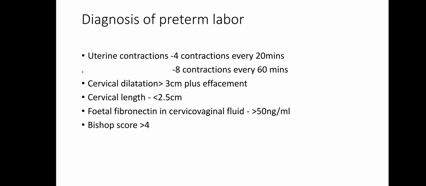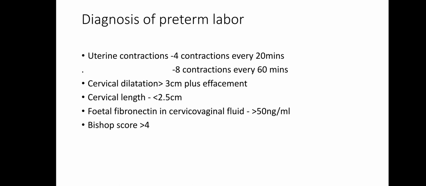So, how do you know this for sure? It's preterm labor. First of all, contractions. Contractions are the definition of labor. So if you have uterine contractions, 4 contractions every 20 minutes or 8 contractions every 60 minutes, strong, consistent, increasing in frequency and intensity, it's one of the diagnoses of preterm labor. And then cervical dilatation. As I said earlier, labor means contractions together with cervical changes. So cervical dilatation of more than 3 centimeters and there's effacement. Effacement means shortening.